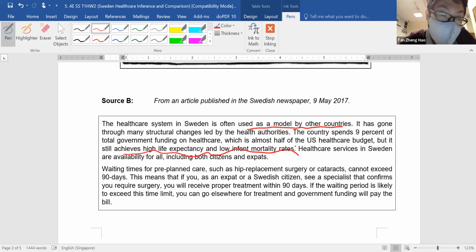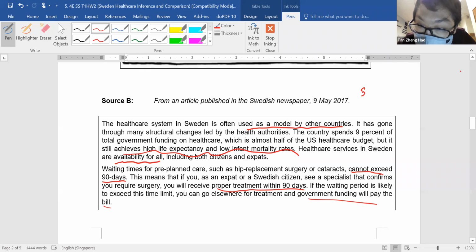Healthcare services are available for all. Waiting times such as hip replacement cannot exceed, so people don't have to wait more than 90 days. Okay, you get proper treatment within 90 days. If they exceed the time, government will pay your bill totally, maybe a bit like McDonald's delivery here or Pizza Hut delivery. So with all these various evidence I just marked up on the side, does this show that it is a strong or a weak healthcare system? Okay, I think it's quite obvious.